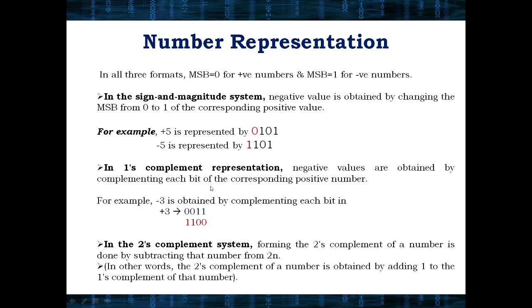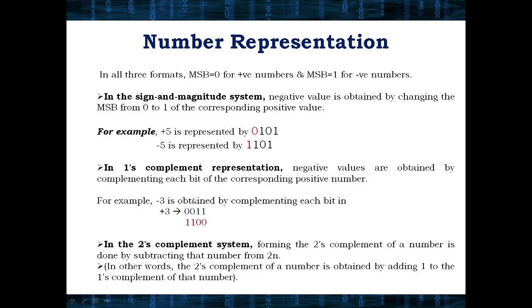Next we will discuss the ones complement representation. Here negative values are obtained by complementing each bit of the corresponding positive number. We want to obtain the negative value of 3. First we consider positive 3, which is 0, 0, 1, 1. It is 2 to the power 1, which is 2, plus 2 to the power 0, which is 1, that becomes 3. So this is the binary number for decimal 3.